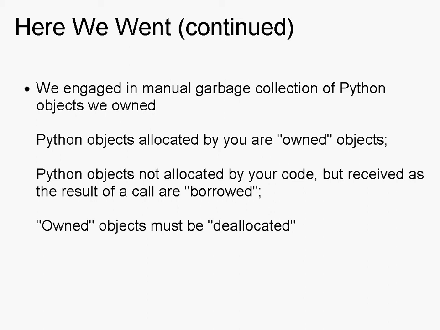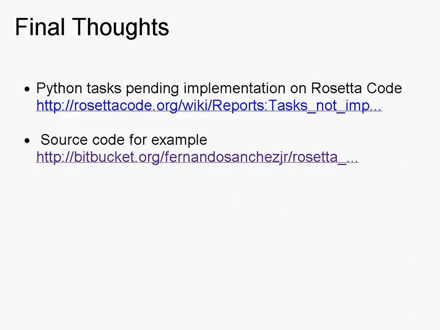We engage in manual garbage collection of Python objects. Python objects allocated by you are owned. Python objects not allocated by you but received as a result of a call are borrowed. You must remember to always deallocate owned objects.